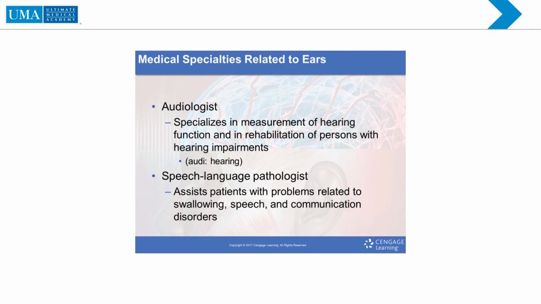As in other body systems, we also have specialties related to the ears, or medical specialties relating to the ears. And this would be the physicians who would treat certain conditions of the ear. We start with an audiologist, and this would be one who specializes in the measurement of hearing function and in the rehabilitation of one's hearing impairments or their hearing problems. If we were to break this word down, audi, that A-U-D-I, refers to hearing, and the ologist means a specialist. So audiologist is one who specializes in the functioning of hearing.